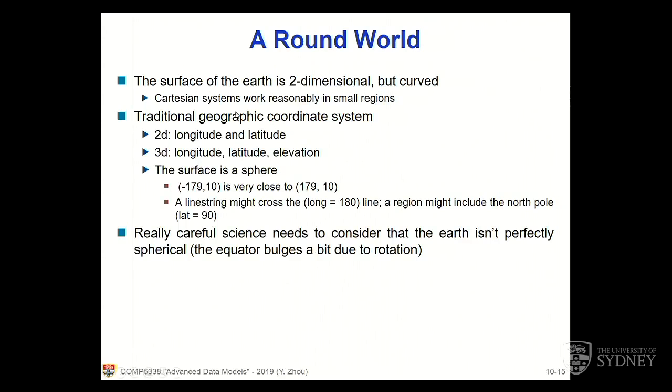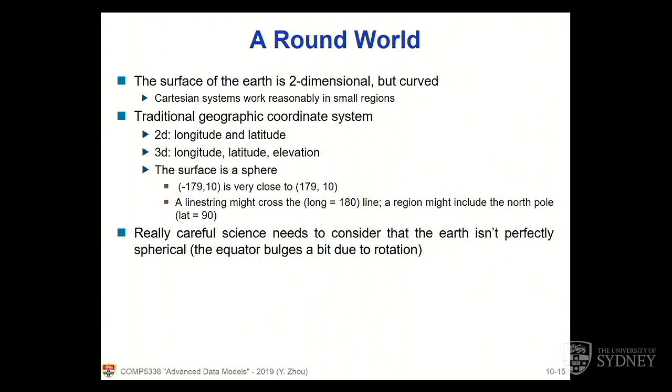So the Cartesian system and the Euclidean distance work reasonably in a very small region when it's approximately flat. But if you want to calculate the distance between two cities that are far away, using Euclidean distance, you will get it wrong. So the traditional approach is 2D with longitude and latitude, but we can also have 3D by adding the elevation, if the elevation is also very important.